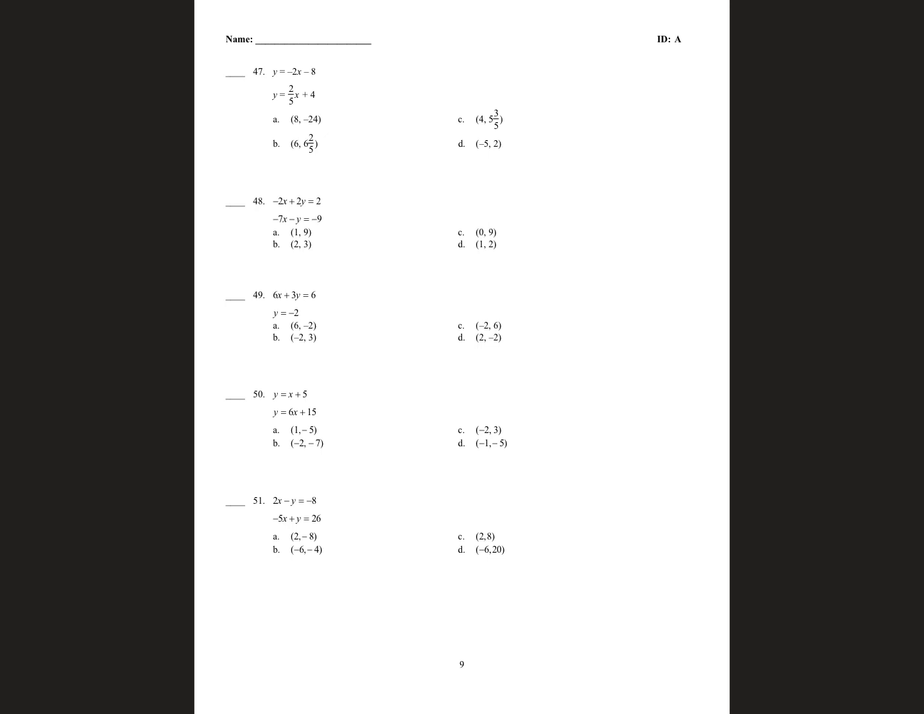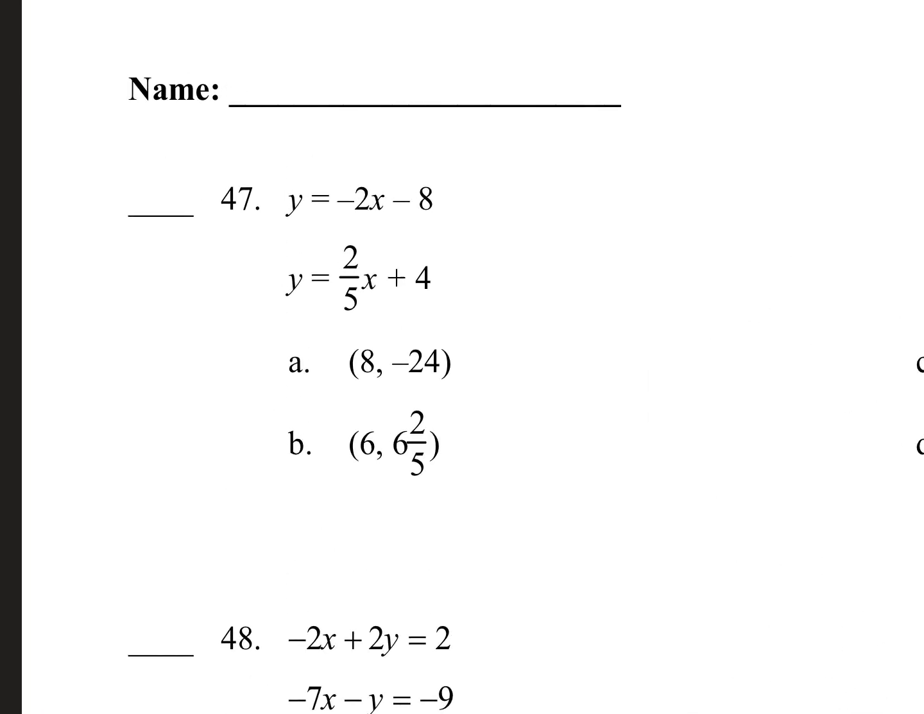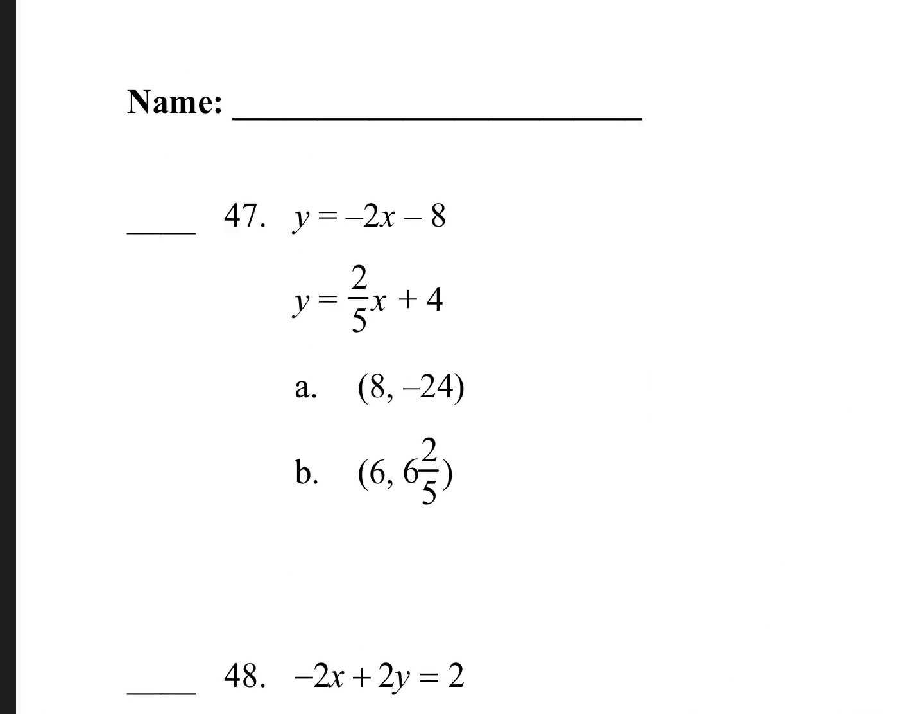All right, so starting with number 47. So again, we have our systems of equations. So 2 variables, 2 equations. What can I do here? Do you want to solve with substitution or elimination? Substitution. I already have y equals, so I can just take what y is equal to and substitute it into the other y. So I have 2/5 x plus 4 is equal to negative 2x minus 8.